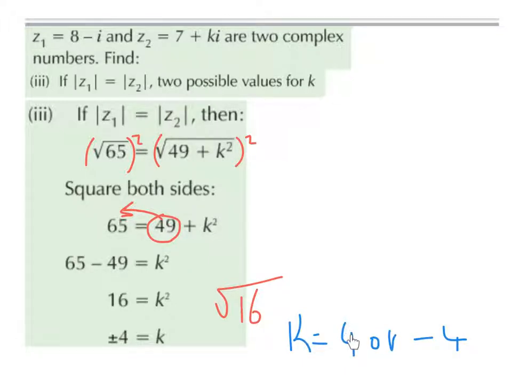Because 4 squared will give us 16, 4 multiplied by 4 is 16, and minus 4 squared will also give us 16. Minus 4 multiplied by minus 4 is positive 16. So both of these answers are correct, so these are the two possible values for k.